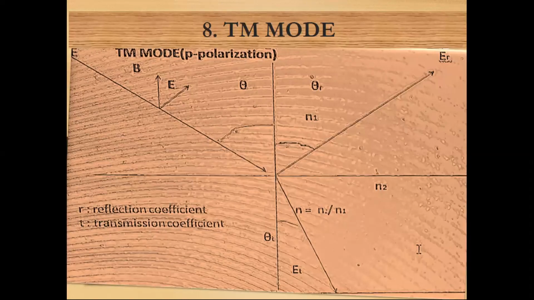Yeah, TM mode. Same diagram as I said, only the magnetic field is now perpendicular, but this gives, as we have seen, a lot of difference in the equation. Theta and theta r are the angles of incidence and reflection. Theta t is the angle of refraction. n1, n2 are the refractive indices of the media. n is the quantity we shall introduce, which is n2 upon n1. R is the reflection coefficient, T the transmission coefficient. With this, please go to the next slide.